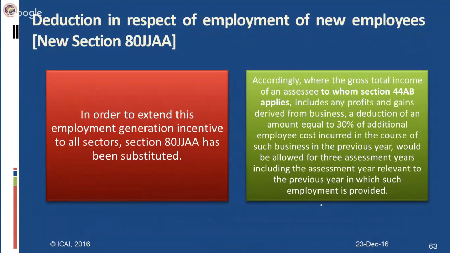Now this 80JJAA is in respect of deduction for employment of new employees. Up to last year, it's a new section, but 80JJAA was there even prior to the assessment year. That time it was restricted to an assessee who was engaged in the manufacture of goods in a factory. Initially it was restricted to only companies. Thereafter they extended it to other assessees, but there should be a manufacture of goods in a factory. Only then the assessees were entitled to such deduction.